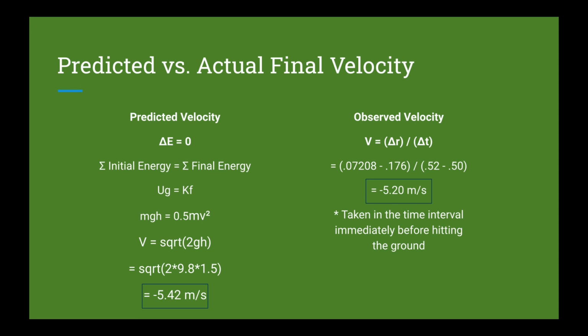The observed velocity was calculated using the change in displacement over the change in time for the time interval immediately before hitting the ground. This was calculated to be negative 5.20 meters per second. For the predicted velocity model, we know that delta E equals 0, or the summation of initial energies equals the summation of final energies. Therefore, the initial gravitational potential energy equals the final kinetic energy. And then when setting these two equal to each other, we know that the final velocity is equal to the square root of 2gh, or negative 5.42 meters per second.